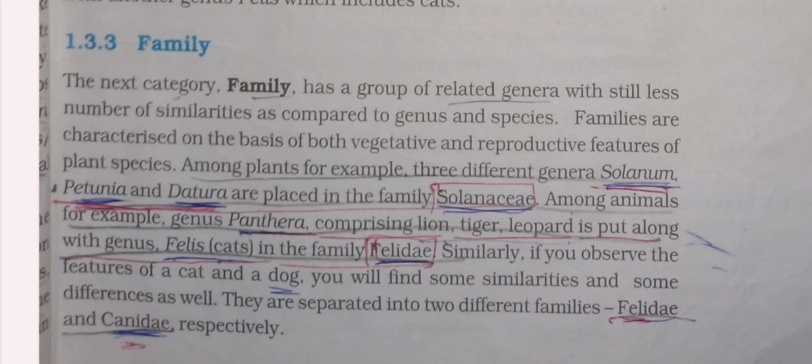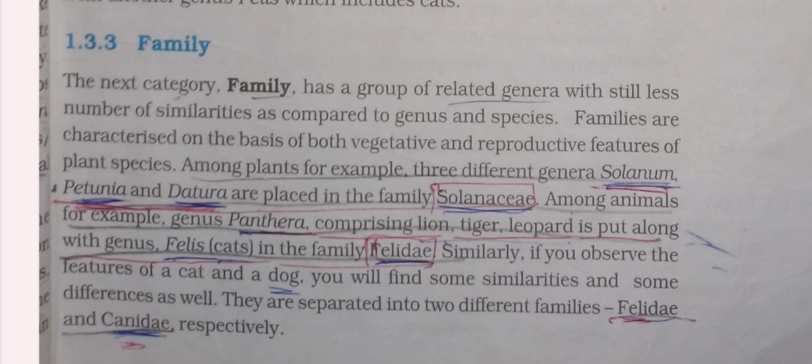Understand? You can easily suppose Solanum, Petunia, Datura are the junior batch, suppose classes 6th, 7th, 8th. This group belongs to the junior family called Solanaceae. And Panthera and Felis are under Felidae. It is the senior branch. It is junior and senior like that. A section in a class is called species, a class is called genus, and the junior branch and senior branch are called family.